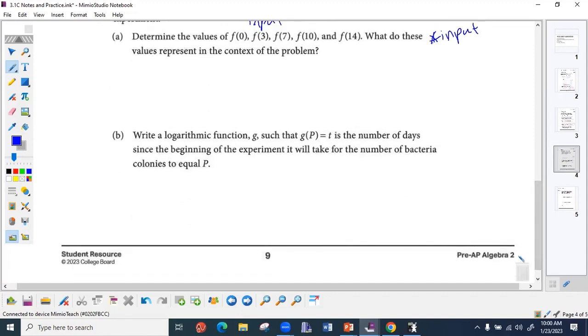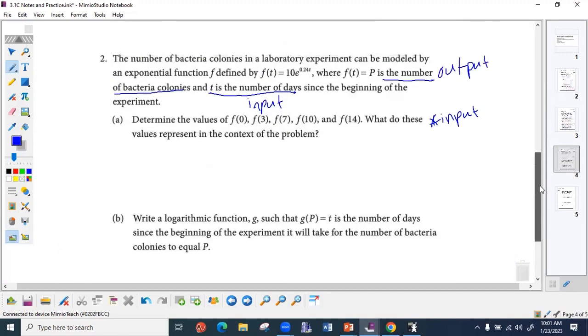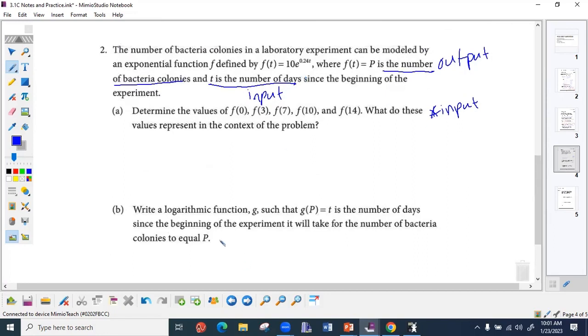On B, it says write a log function such that g of p equals t, where t is the number of days. So it wants you to find the inverse of the function. So finding the inverse, same thing here. If we have f of t equals 10 times e to the 0.24t, it's wanting you to find your whole shebang. And we want to solve for t.